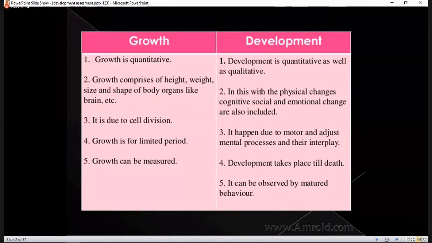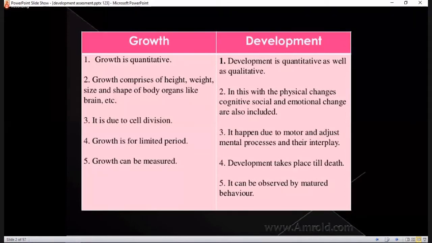Growth is usually said when there is growth of any organ. It can be in size, it can be quantitative. Usually the parameters for growth are weight, height, size, and shape of the body, like brain, hands, heart, liver. It is due to cell divisions, and growth is usually of limited period. Growth can be measured in kg and in different ways.